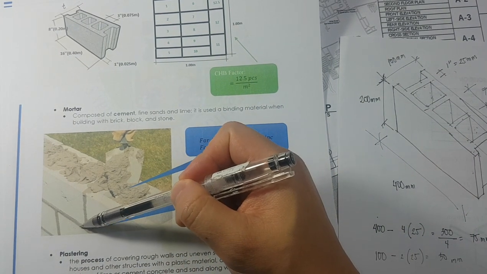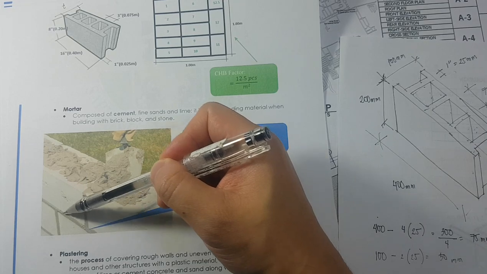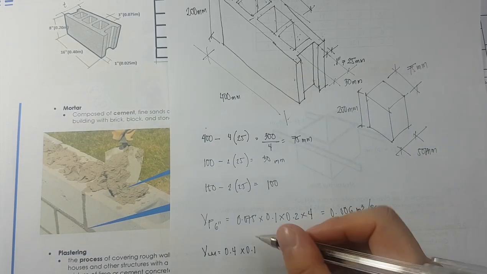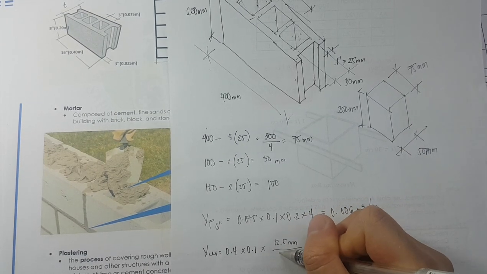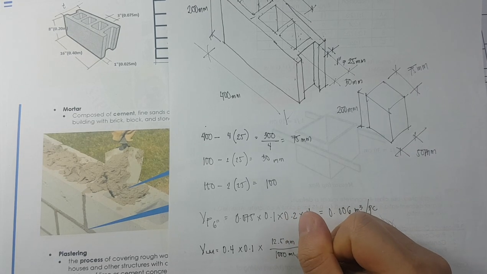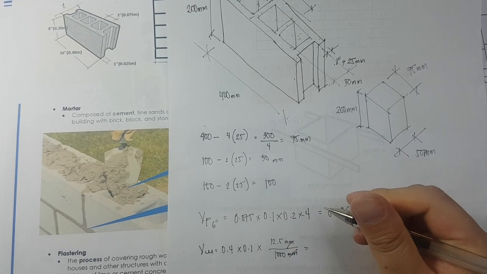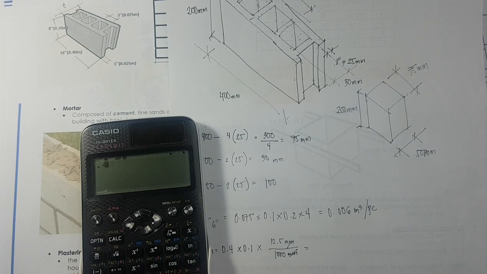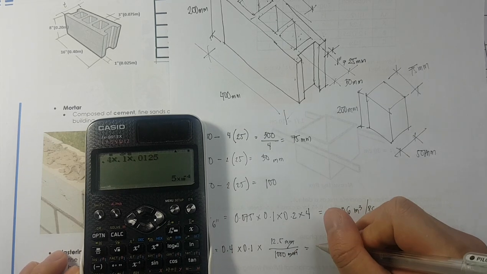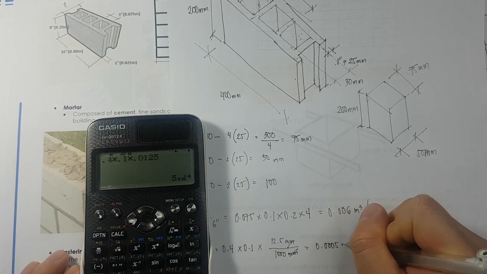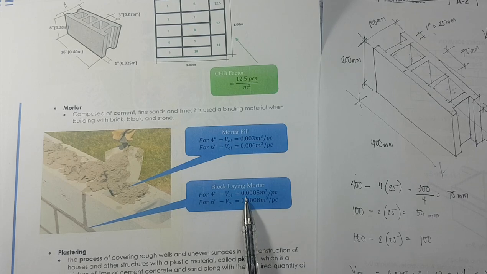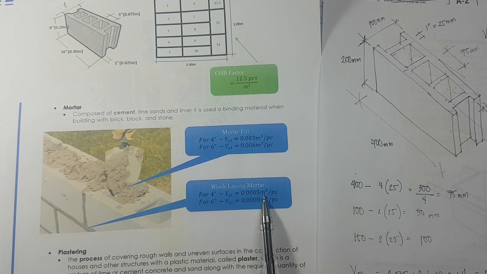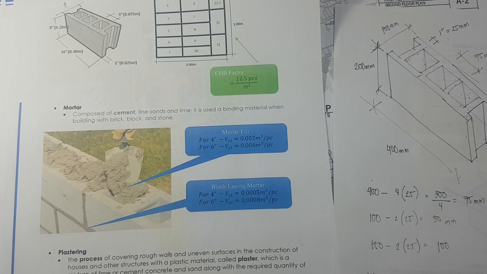And take note, the thickness of our mortar here is half inch. Okay? And half inch is equivalent to 12.5 mm divided by 1,000 mm to make it in meters. Okay? So, our laying mortar is 0.4 times 0.1 times 0.0125. And that is equivalent to 0.0005 cubic meter per piece. Okay? That is where our 0.0005 cubic meter per piece comes from.